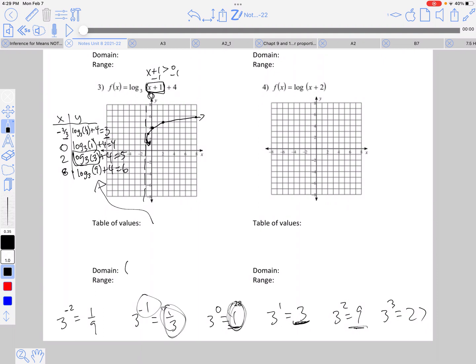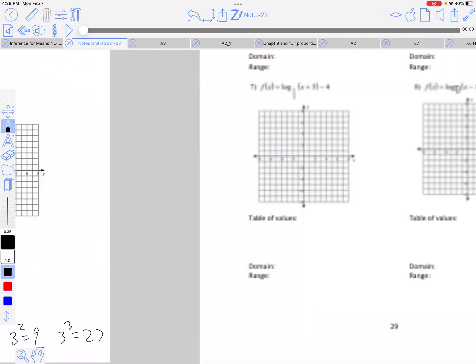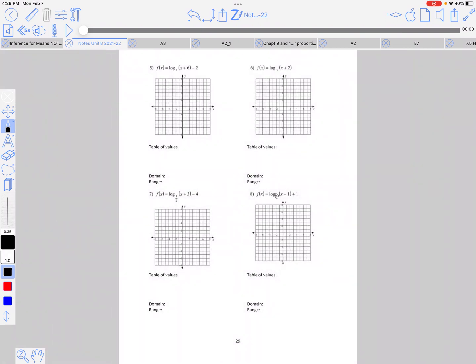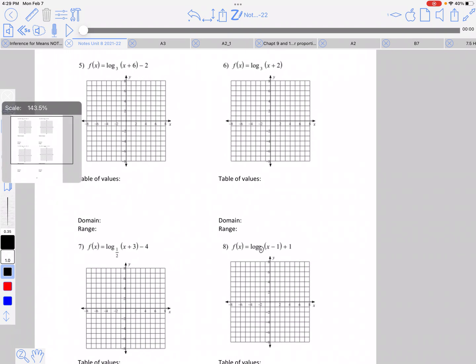Well, our domain is -1 to infinity. Ooh, that's the worst infinity ever. And then our range is -infinity to infinity because it goes up and down forever. Okay, let's see. Do I have any other base 3? Yeah, I do over here.